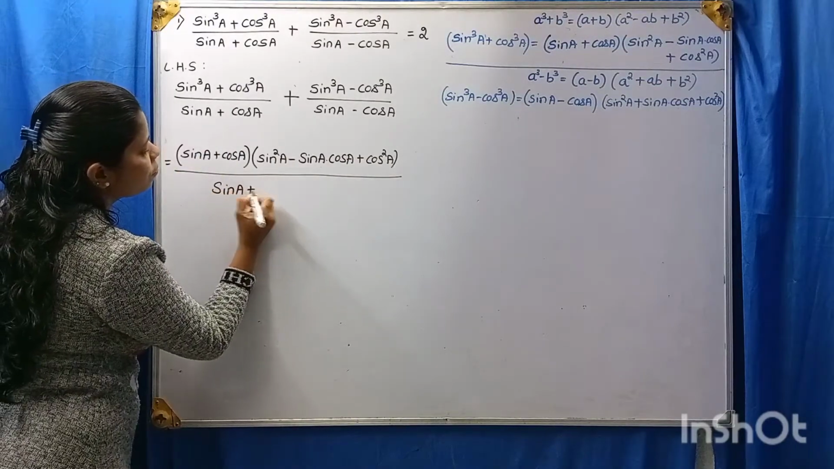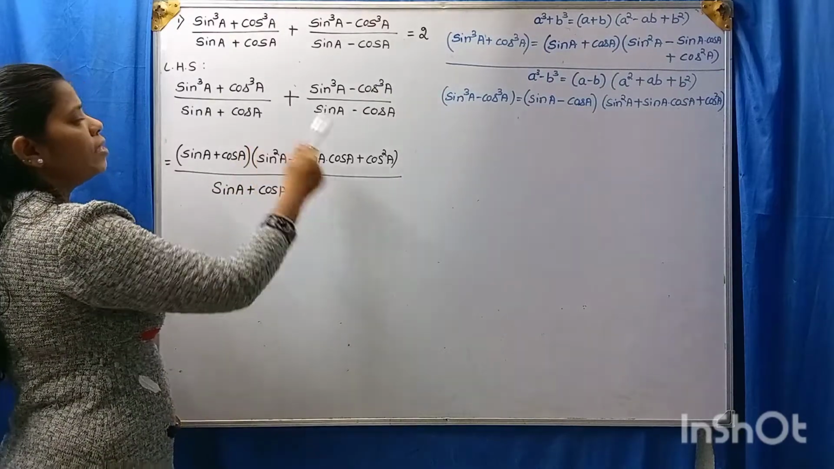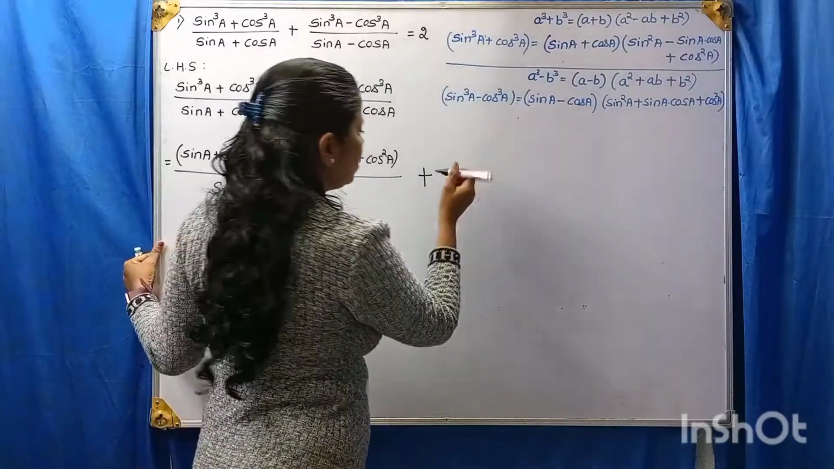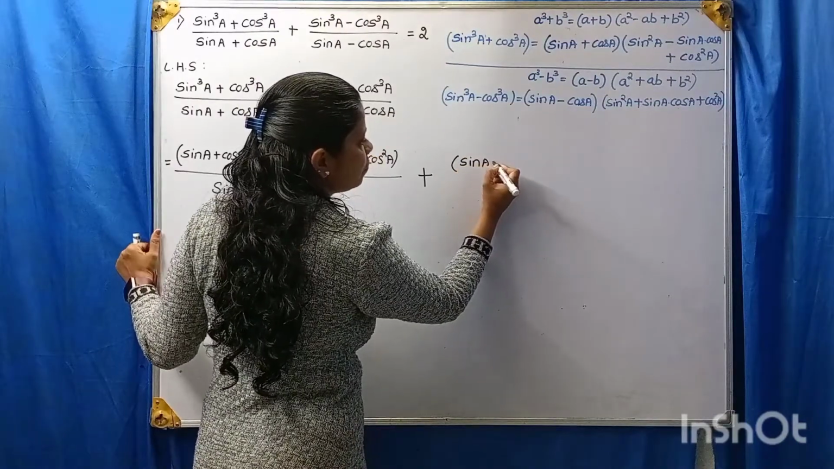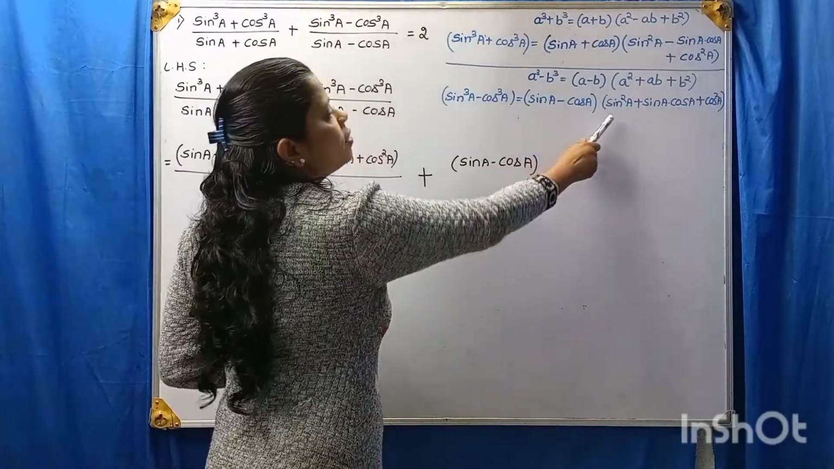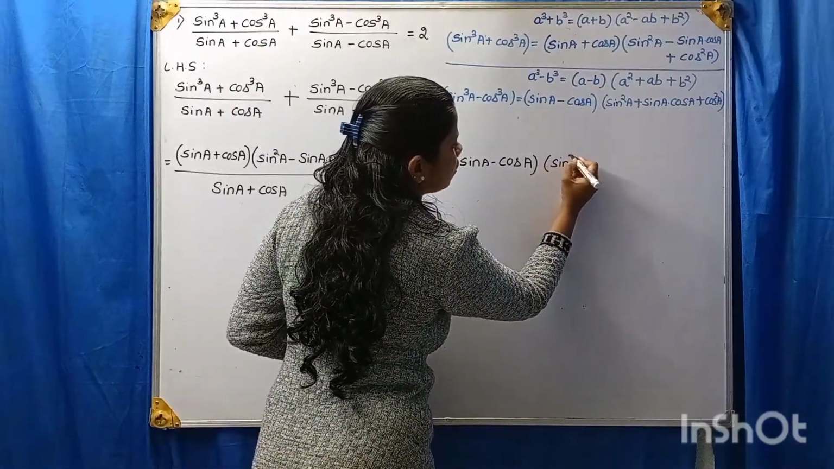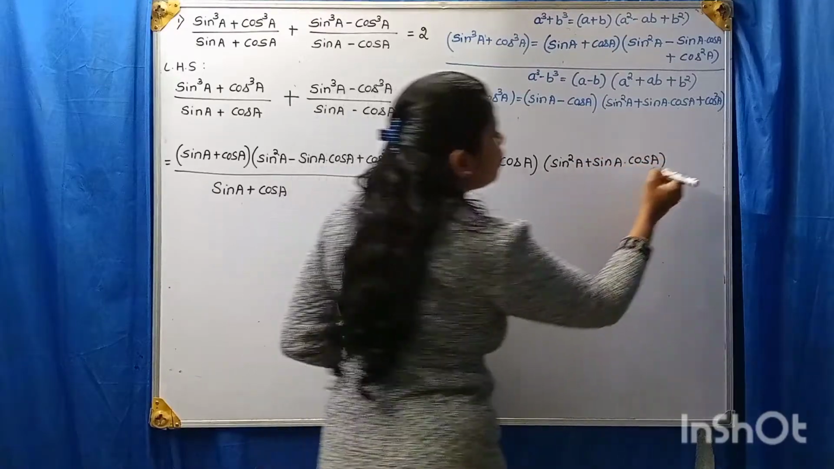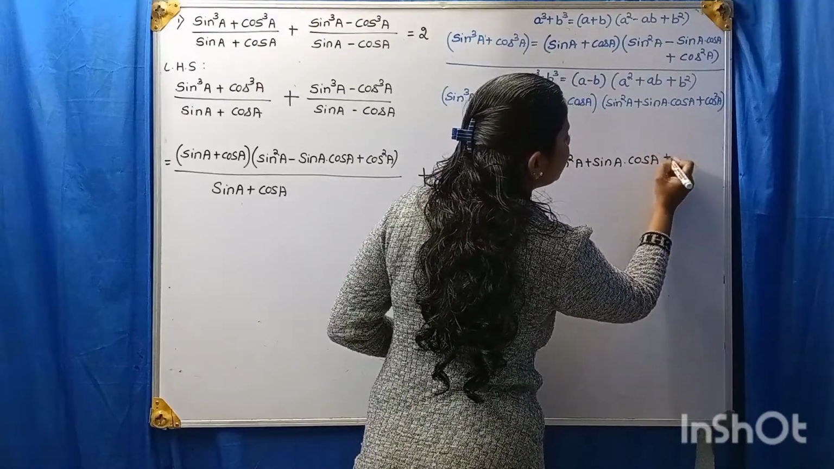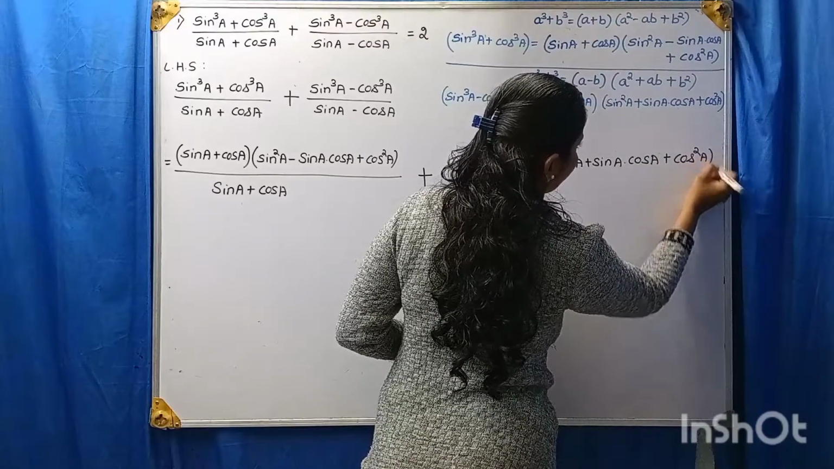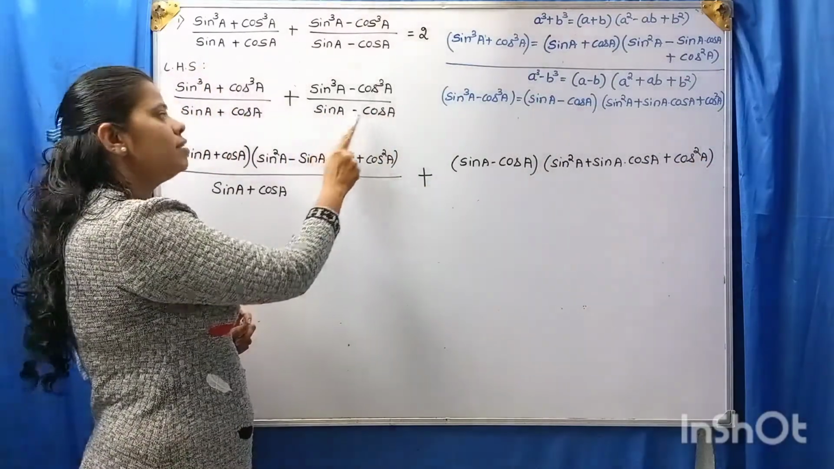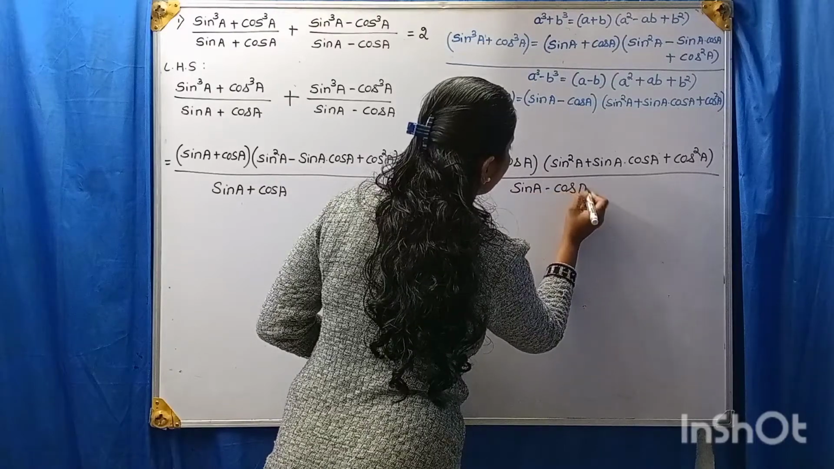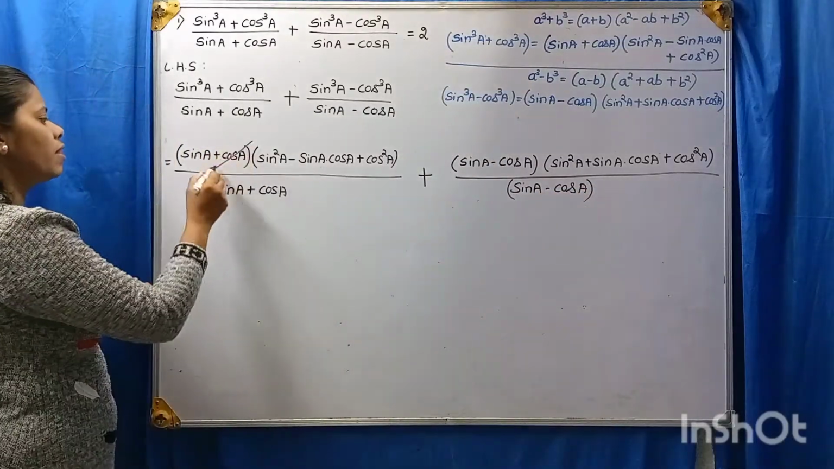Plus sin cube A minus cos cube A, I can write it as (sin A minus cos A) into (sin square A plus sin A into cos A plus cos square A), whole divided by sin A minus cos A. Now here this one will get cancelled, right?